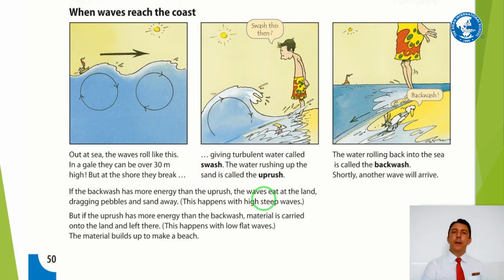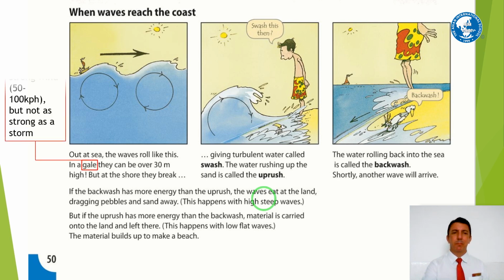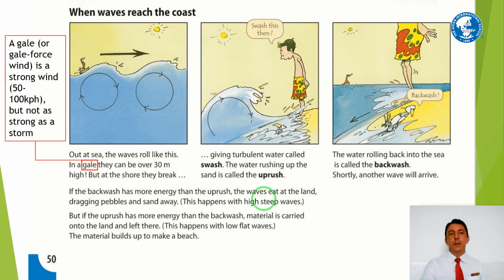So what happens when waves reach the coast? Out at sea, the waves roll like this. In a gale, they can be over 30 meters high. What is a gale? A gale, or a gale force wind, is a strong wind, between 50 and 100 kilometers per hour, but not as strong as a storm.